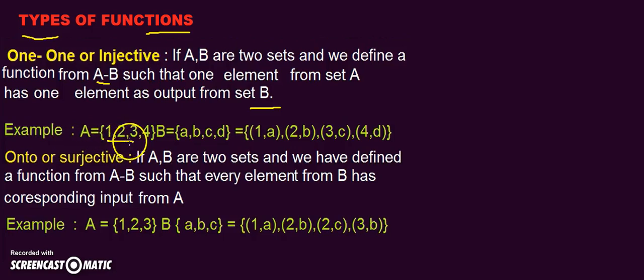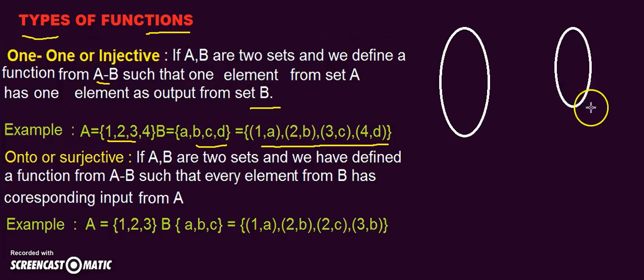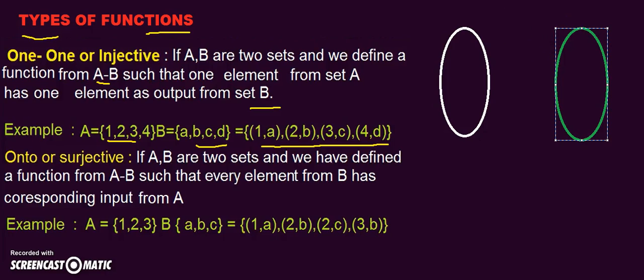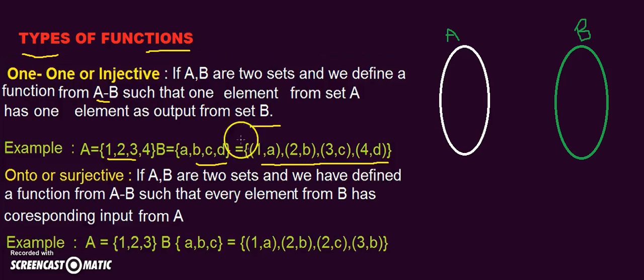Now this is an example. This is set A and this is set B, and we have defined a function f from A to B like this. Now we represent this with the help of a Venn diagram. So I'm drawing the Venn diagram so it will be easy for us to understand. This is set A and this is set B.